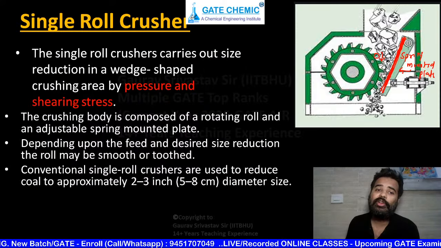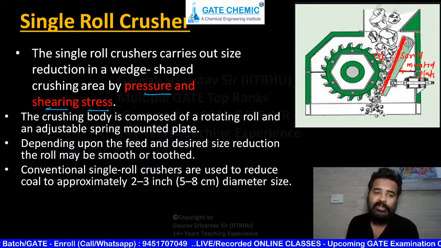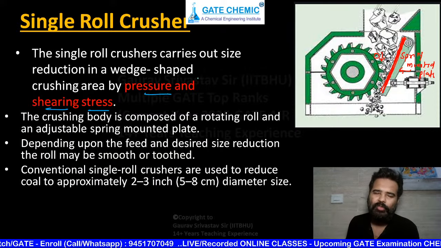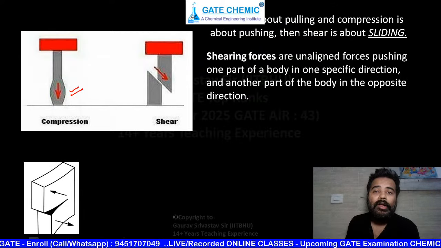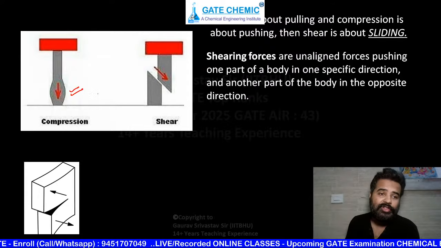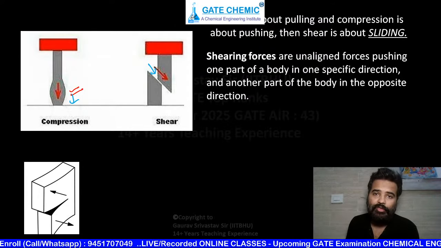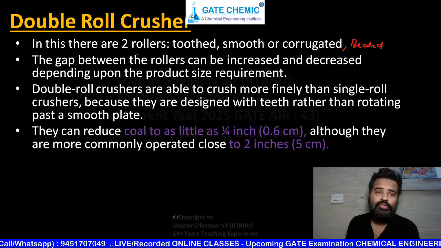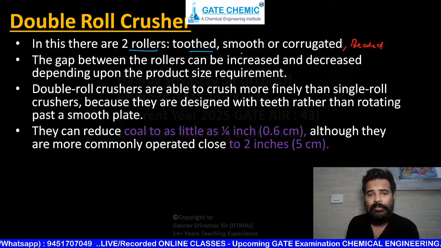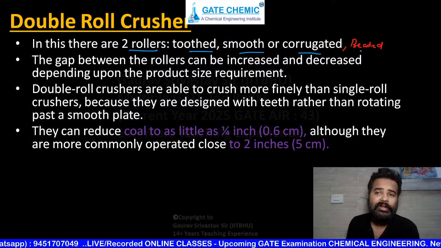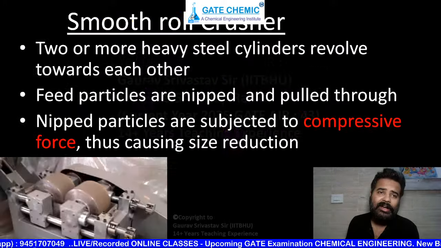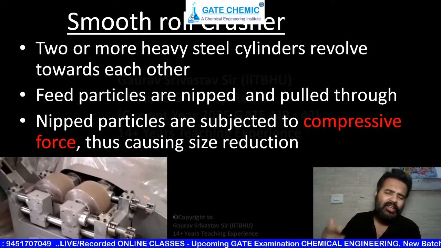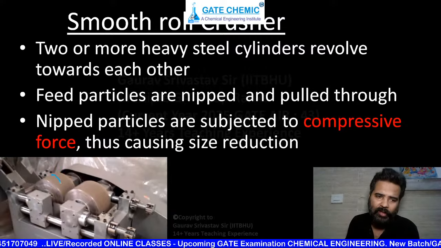See, this is single roll crusher. Pressure and shearing stress is the principle but not important, so please don't write it. And see, this is shear force, this is compressive force, this is shear force. Double roll crusher, again 2 rolls can be used. These can be toothed, smooth, corrugated, beaded, nothing special, just added for you so that you can revise in the PDF format अगर आपको पढ़ना हो वापस से.